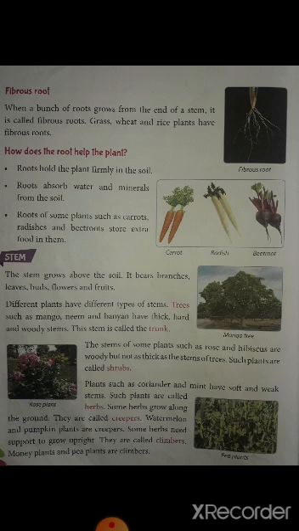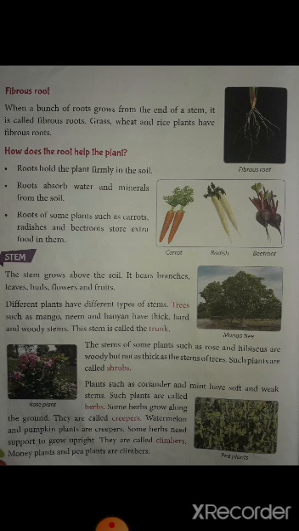Creepers have very fragile, long, thin stems that can neither stand erect nor support all their weight. Watermelon and pumpkin plants are creepers. Examples of creepers: watermelon, pumpkin plants.